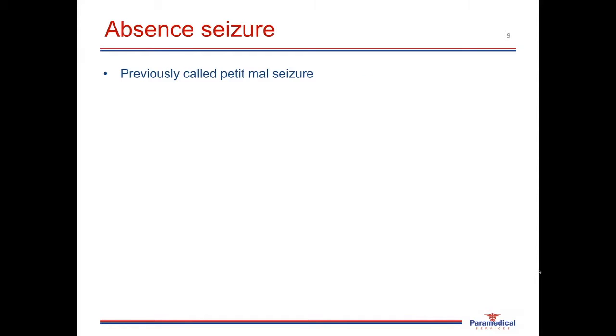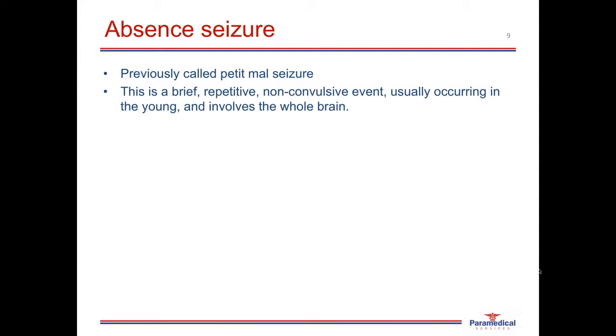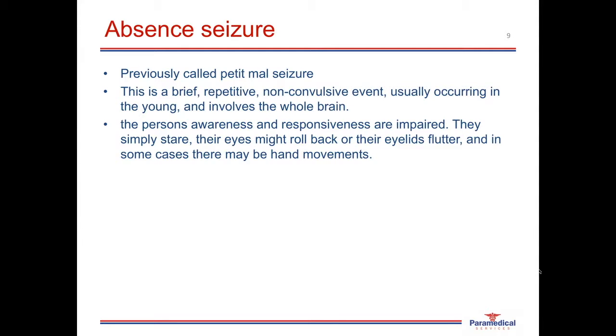The absent seizure was previously called a petit mal seizure. It's a brief and repetitive non-convulsant event, so we don't have that whole body shaking and jerking occurring. It usually occurs in the young and it involves the whole brain. The person's awareness and responsiveness may be impaired. Signs and symptoms can involve staring, eyes rolling back, or eyelid flutters, and in some cases there may be a mild or discrete hand movement.